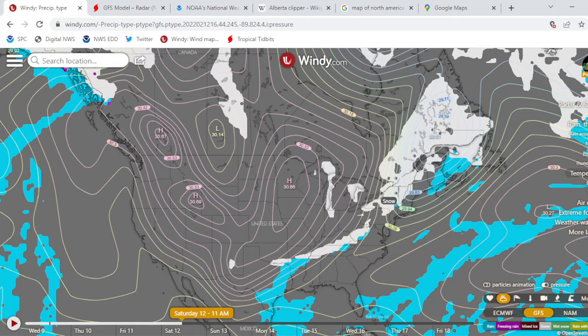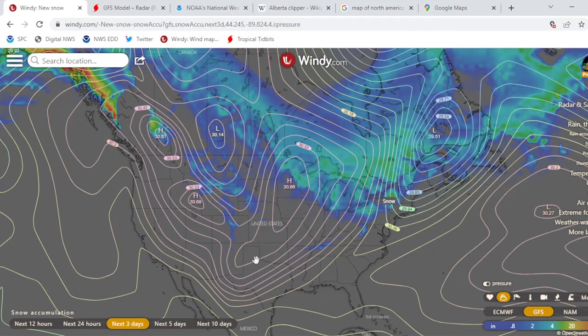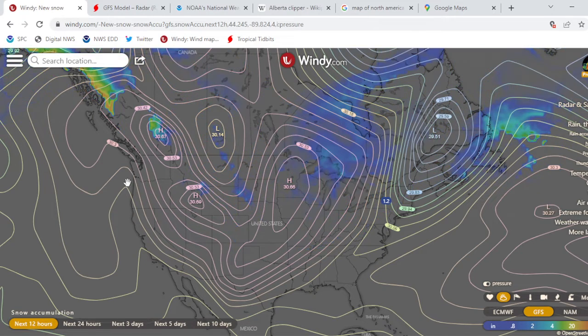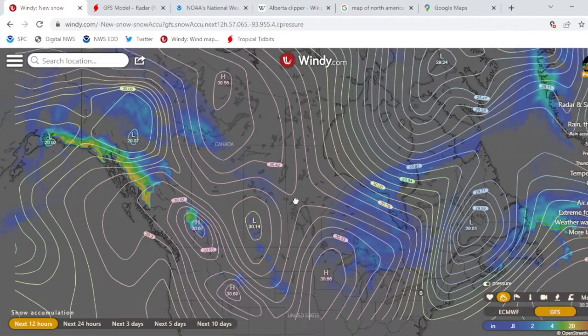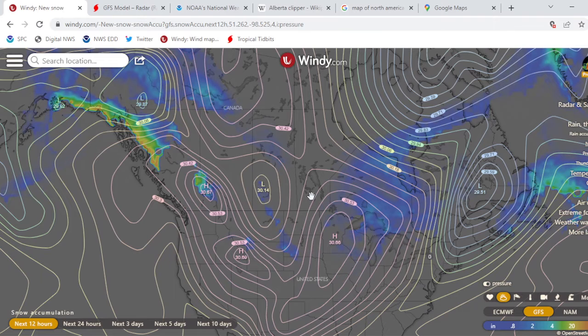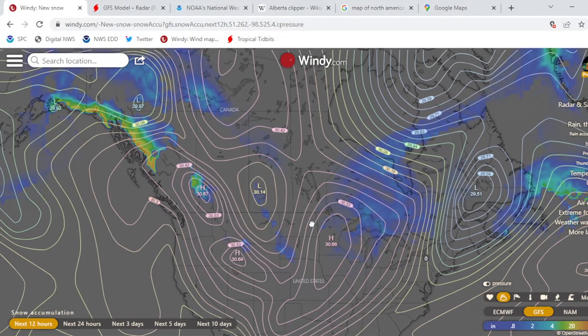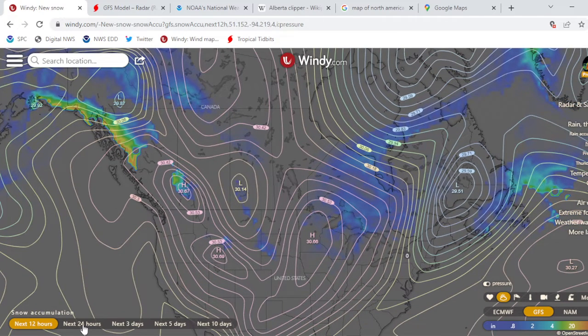Now, if I go to, let's see, new snow. So this is the next 12 hours. And then if I go here, you can see the kind of track that it's going to take.